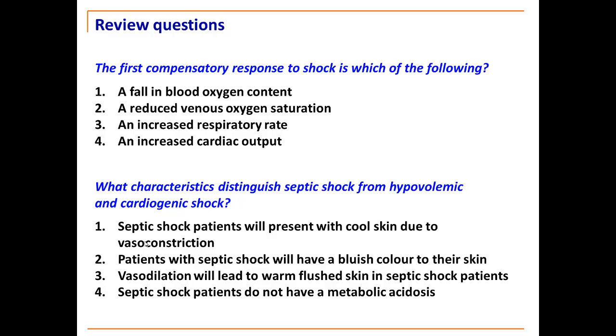Okay, so the first compensatory response to shock is which of the following? Is it 1, 2, 3, or 4? Well, hopefully you put 4, an increase in cardiac output, because obviously numbers 1 and 2 aren't compensations, so a reduced venous oxygen saturation and a fall in blood oxygen content are not compensatory responses. And an increase in respiratory rate tends to kick in a little bit later following metabolic acidosis, for example. So it isn't in that first compensatory response, it's that cardiac output change.